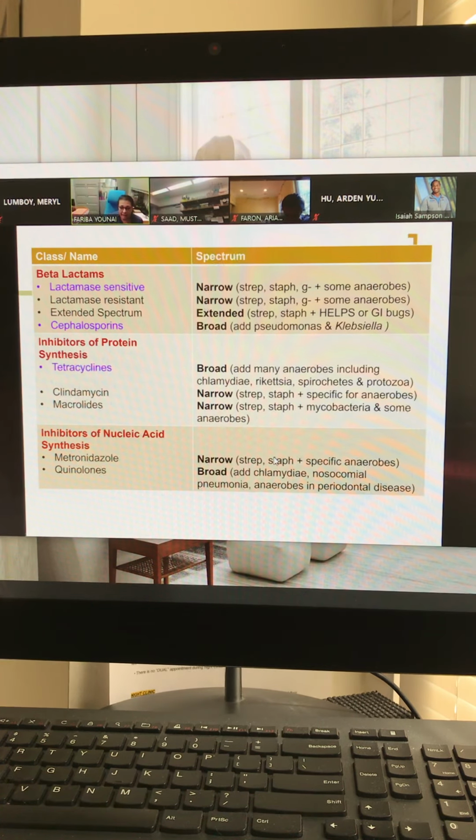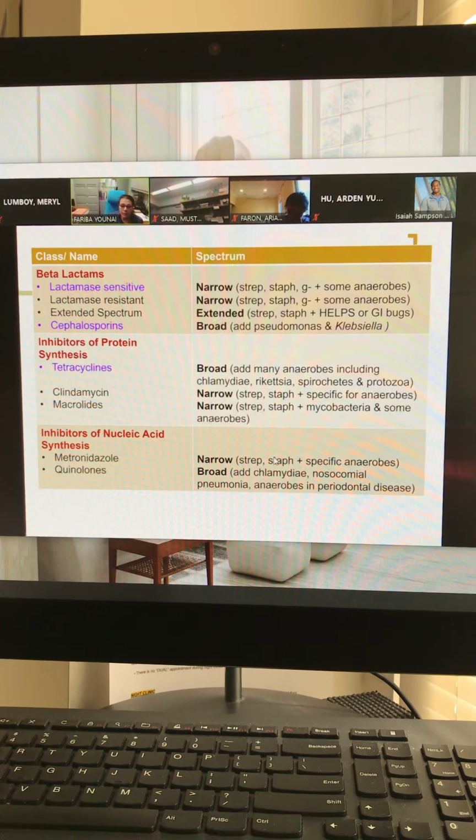So your beta-lactams, which are the ones that are sensitive, penicillin V being one of them with narrow spectrum, does cover all the strep organisms that you suspect in an odontogenic infection. It does cover the staph in case you have a few organisms, and you have some gram-negatives and anaerobes also covered. The beta-lactamase resistant ones that are still narrow will give you a little bit more of your anaerobes and a few more of your gram-negatives. The extended spectrum ones, of course you remember, cover the staph and the strep, plus the HELPS group of organisms, and some of the gastrointestinal bugs.